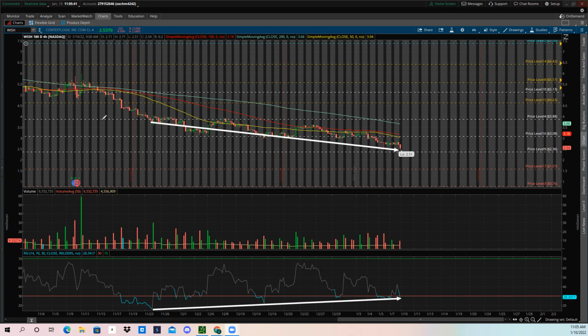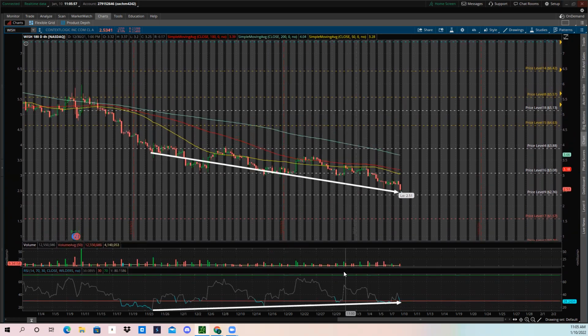Okay, we're going to go ahead and dive right into it. We're looking at the 180-day 4-hour chart. And yes, we have some very big trend lines drawn up. We have this huge trend line going down, and then if you look at the RSI down here, we have a huge trend line going up.